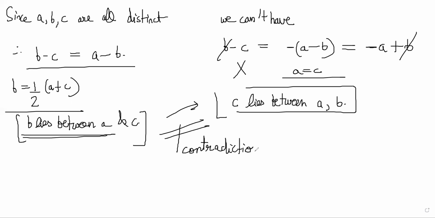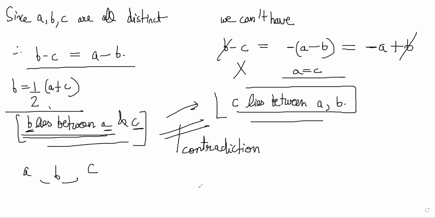See, here there was nothing special about us choosing b and a and c, right? Here we chose to prove that b lies between a and c. But a, b and c were arbitrary. I could have done the same proof with different variables, and you would have gotten c lies between a and b, right? It is obvious then that these two things cannot happen at the same time.